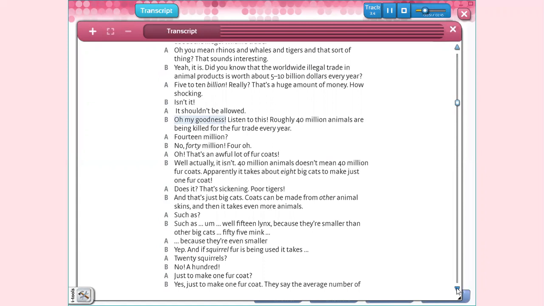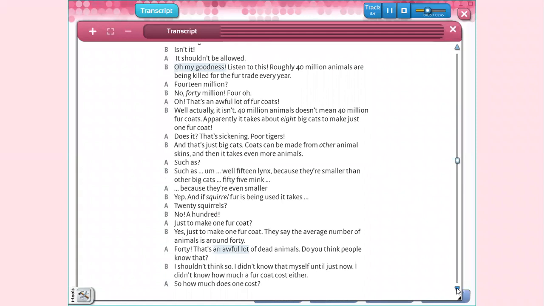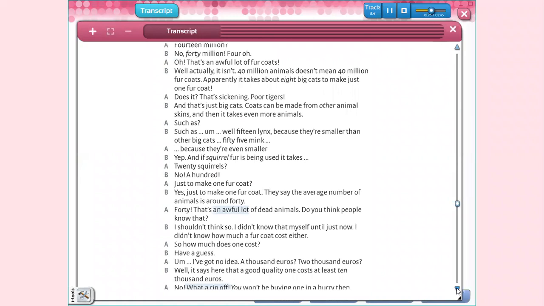Well, actually it isn't. 40 million animals doesn't mean 40 million fur coats. Apparently it takes about 8 big cats to make just one fur coat. Does it? That's sickening. Poor tigers. And that's just big cats. Coats can be made from other animal skins, and then it takes even more animals. Such as? Such as, well, 15 lynx, because they're smaller than other big cats. 55 mink. Because they're even smaller. Yep. And if squirrel fur is being used, it takes... 20 squirrels? No, 100. Just to make one fur coat? Yes, just to make one fur coat. They say the average number of animals is around 40. 40? That's an awful lot of dead animals.